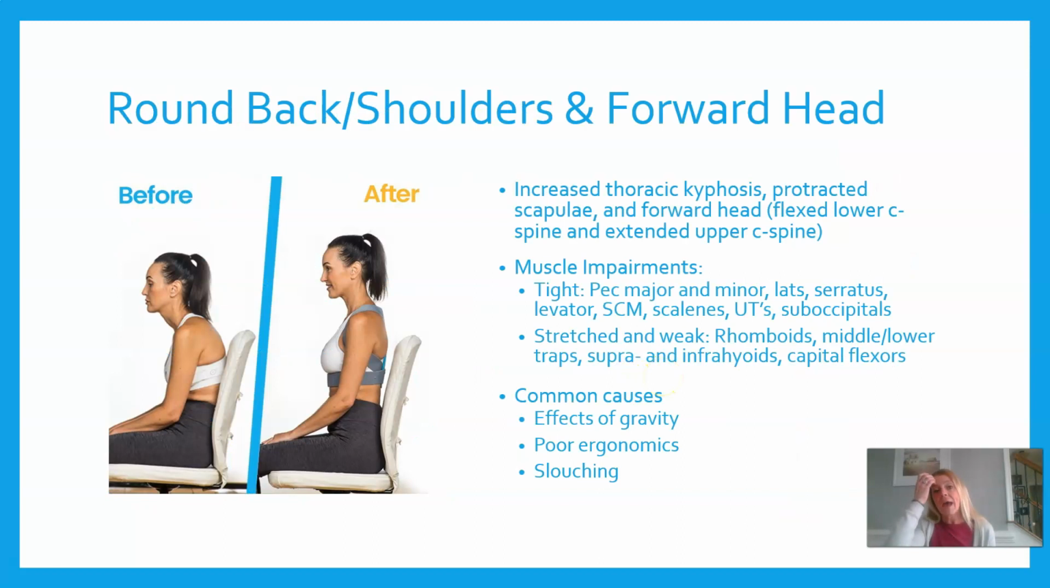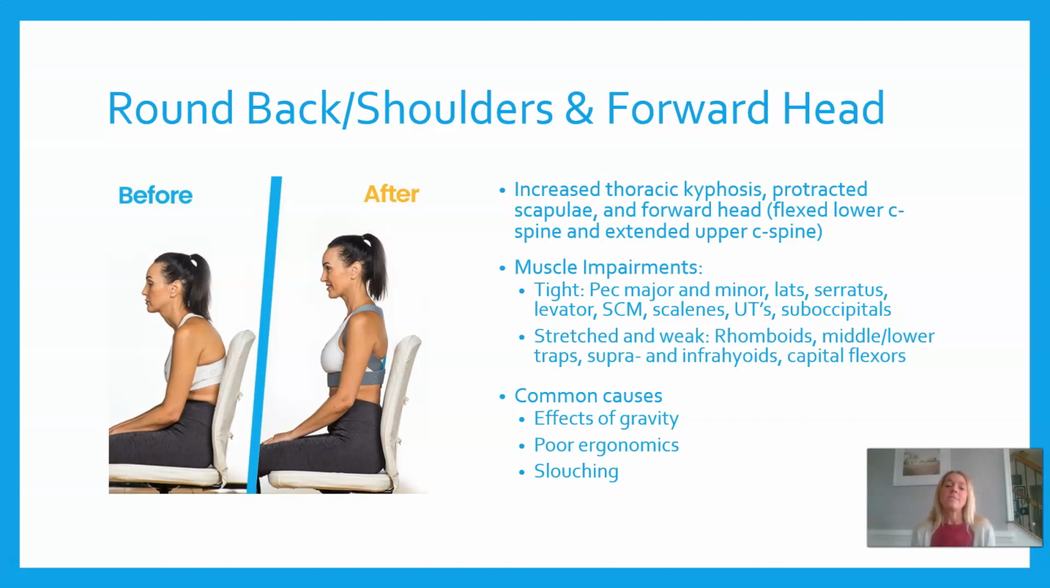The rounded back and shoulders and forward head posture, we've mentioned this a lot, rounded shoulders, forward head. We see this a lot with patients who sit for long periods of time. So we expect to see an increase in the thoracic kyphosis, protracted scapula, and forward head, which means a flexed lower cervical spine and extended upper cervical spine. And we extend the upper cervical spine so we're not just staring at the floor the whole time.